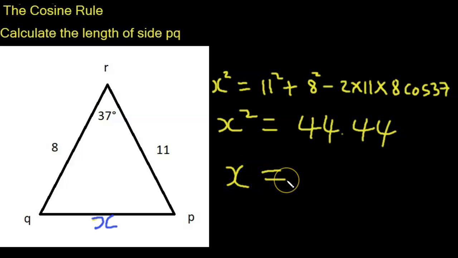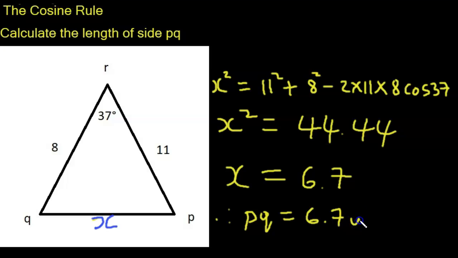44.44. What is X? X would be now the square root of 44.44. And let me see, the square root of 44.44, that's 6.7. So X equals 6.7. So therefore PQ is equal to 6.7 units.